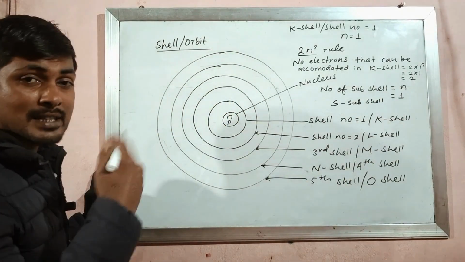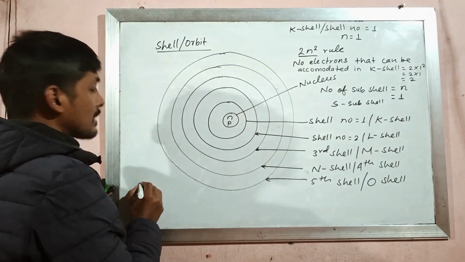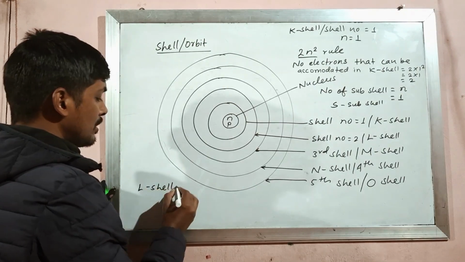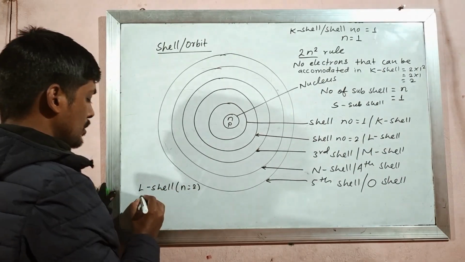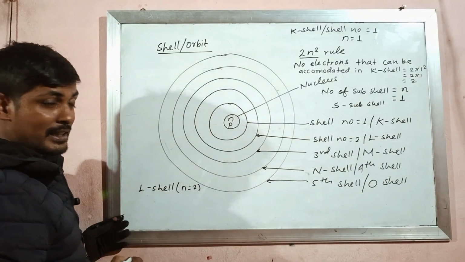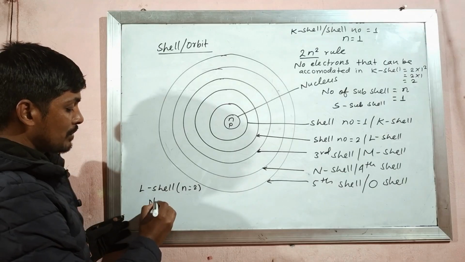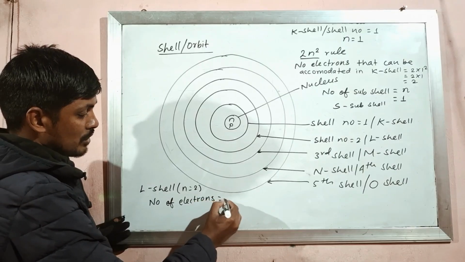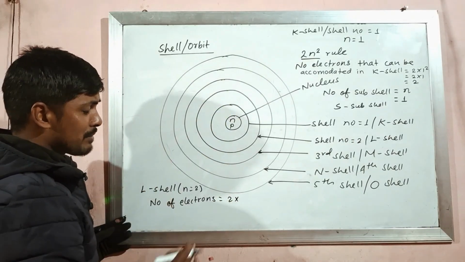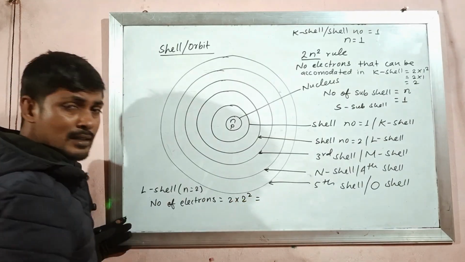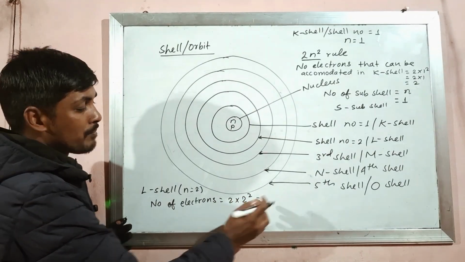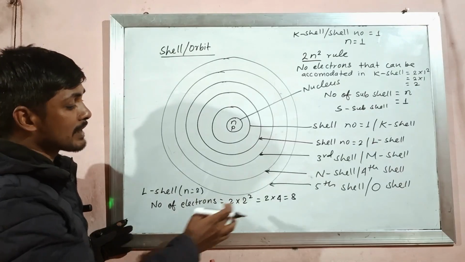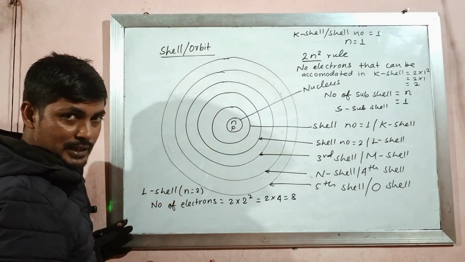Now if we take another cell, second cell, then the second cell is the L cell, where n is equal to 2. So what will be the number of electrons that can be accommodated here in the L cell? Number of electrons is equal to 2 into n square. N square means 2 square, which is 4. That is why 2 into 4. Maximum 8 electrons can be accommodated in the second cell.